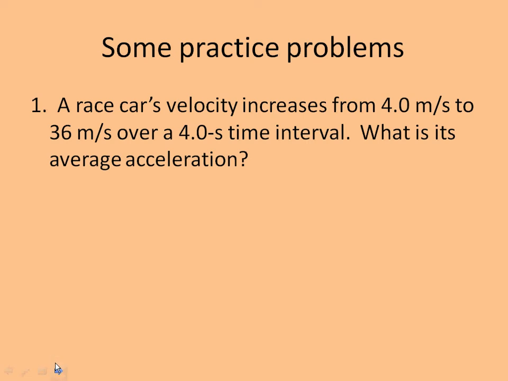In physics, you want to list your variables. So VI, its initial velocity, is 4 meters per second. 2 sig figs, huh? Its final velocity is 36 meters per second. The time interval, I usually just list t. You can list delta t, is 4 seconds.